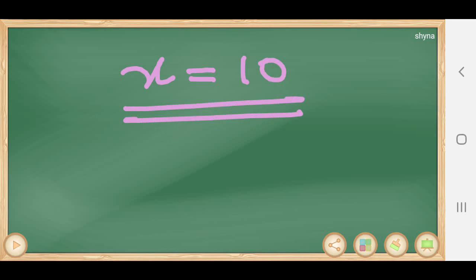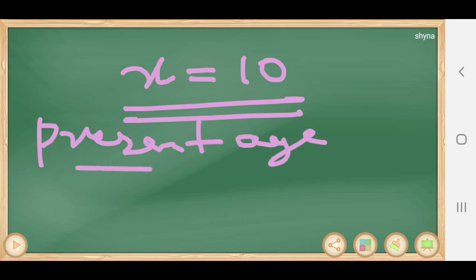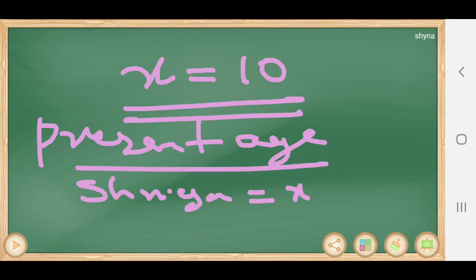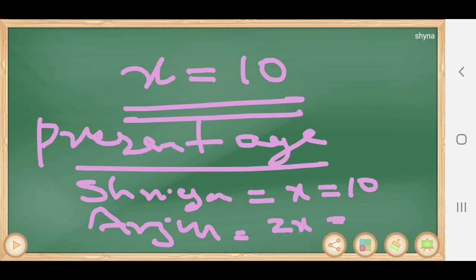What is x? Riya's present age. So Riya's present age is x equal to 10. Then what about Arjun's present age? It is double, that is 2x, so 2 into 10 equal to 20. Now Riya's age equals 10 and Arjun's age equals 2x, that is 20. Double. Okay, dear children.